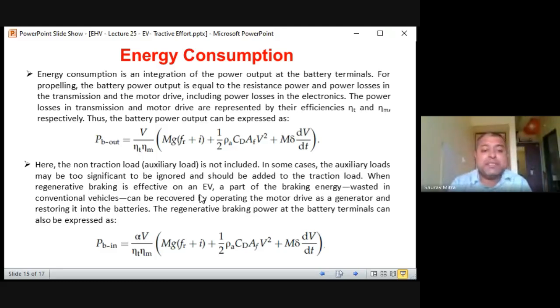When regenerative braking is effective on the EV, a part of the braking energy wasted in a conventional vehicle can be recovered by operating the motor drive as a generator and restoring it into the batteries.